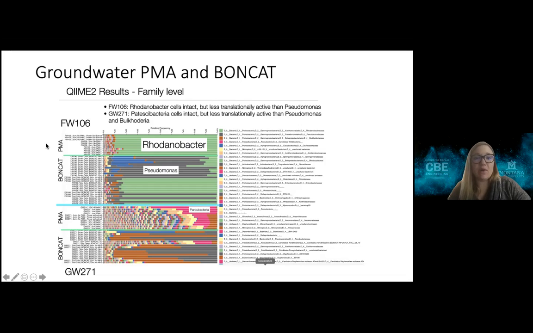The conclusion from all of this sequencing is that 99% of groundwater organisms are potentially viable. It's not dead necromass, not just a bunch of dead cells floating around. But we saw very different results for what was potentially viable and what was actually translationally active. Of the total community, only about 11% was translationally active. So while they're all potentially alive, a very small amount of that population was actually active under those conditions, which raises interesting questions about what conditions would make those other organisms become translationally active.